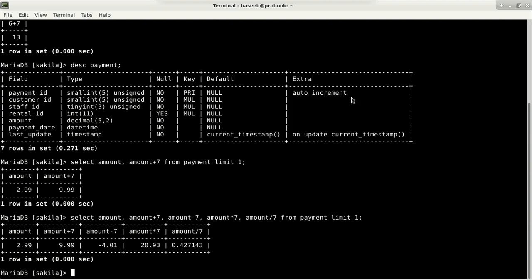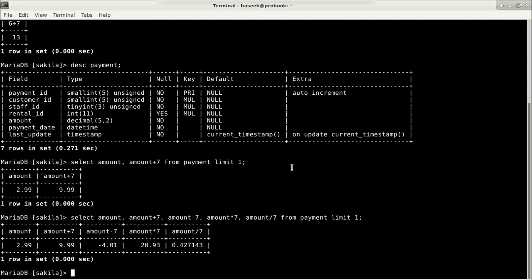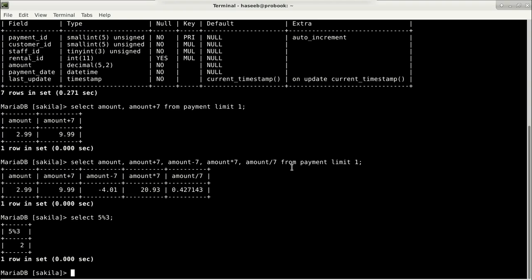And the fifth operator is the modulo operator. Modulo is for modulus. It is used to find the remainder. For example, 5 percent 3. It means divide 5 by 3 and display the remainder. So the remainder will be 2. So we got 2 as the answer, because 3 ones are 3, 5 minus 3 is 2. So the modulo operator always performs a division and displays the remainder of that division.